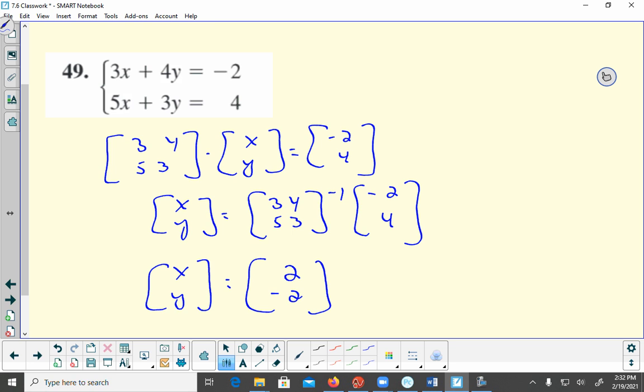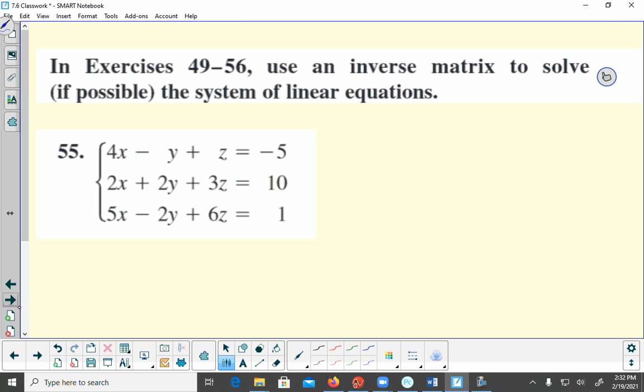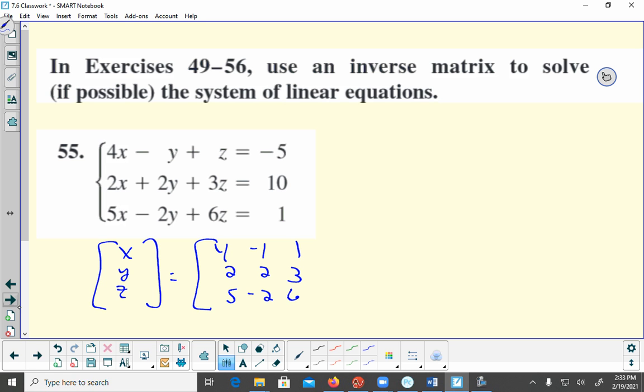I'm assuming you're going back and mentally checking. The next one, 55, use the inverse matrix to solve the system if possible. So again, let's see if I can just skip to x, y, and z. It's going to equal the coefficients 4, -1, 1, 2, 2, 3, 5, -2, 6. Take the inverse of that and multiply it by my answers, which are -5, 10, and 1. Again, all on the calculator.